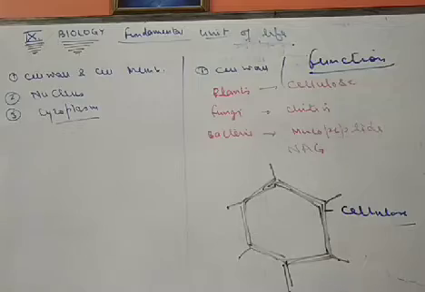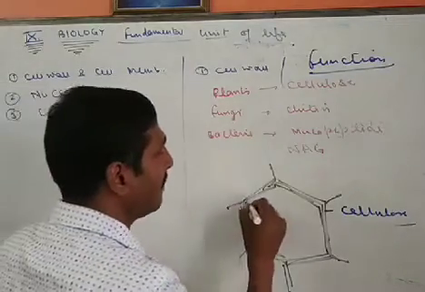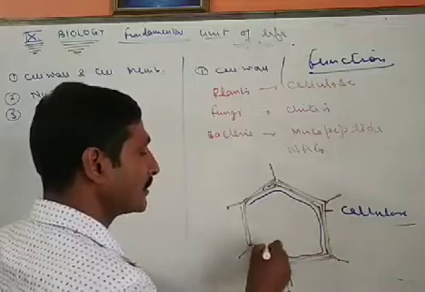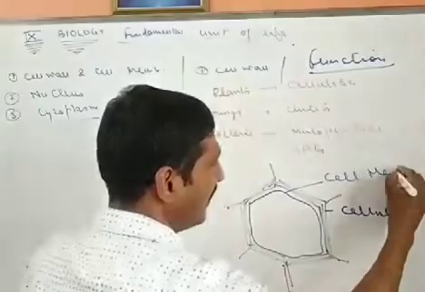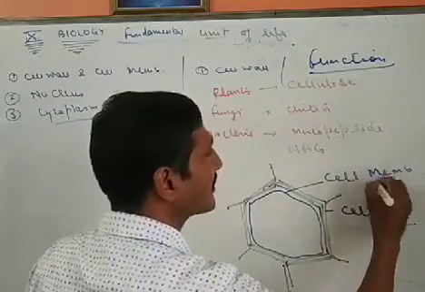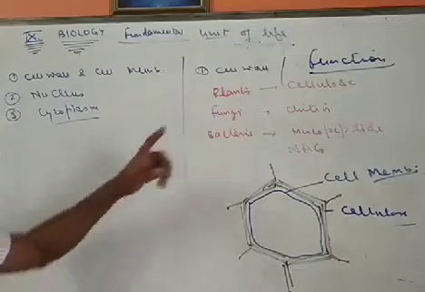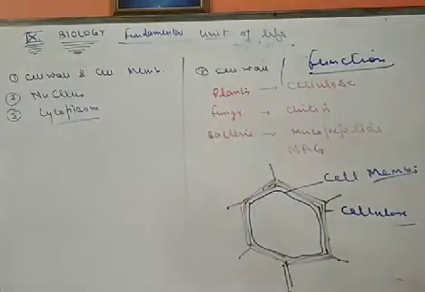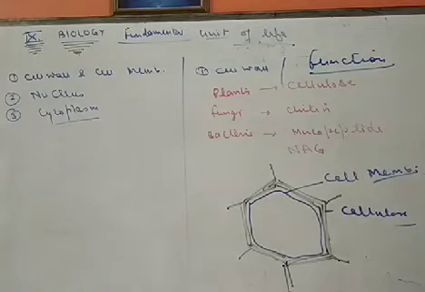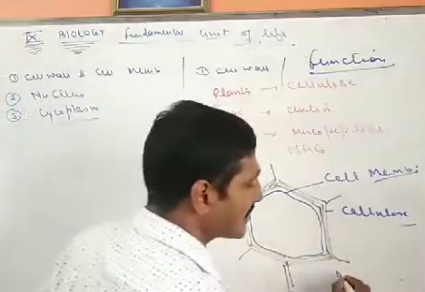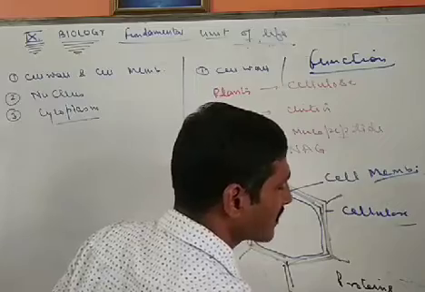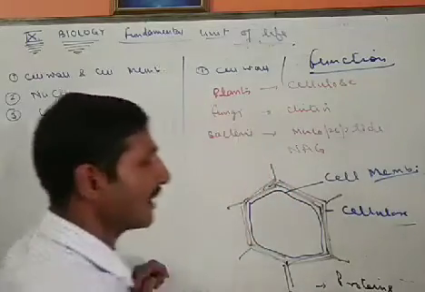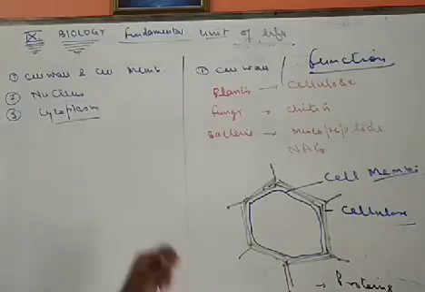Then we come to the second part, that is cell membrane. Cell membrane is a thin, delicate, living part of the cell. It is outermost in an animal cell, while in case of a plant it is after the cell wall. I repeat, cell membrane is thin, delicate, soft, living and made up of proteins and phospholipids. These are the components of cell membrane, proteins and phospholipids.